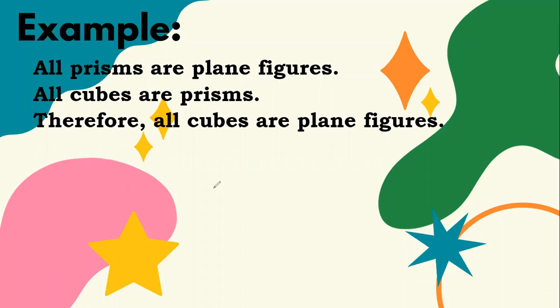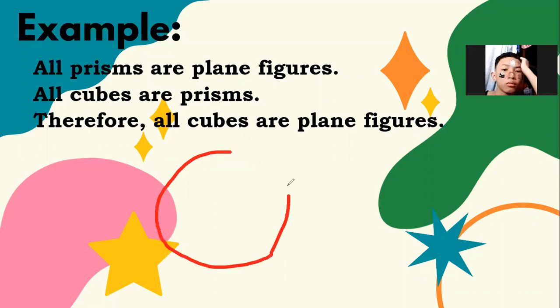Sabi sa major premise, all prisms are plane figures. So ibig sabihin, which one is the bigger circle? Is it the P or the F? F po. Yan, F. So yung bigger circle natin. Okay, pasensya na ha. Grade 1 lang po yung nagdo-drawing. So F, and then under ni F, nandyan si P. Tama? Kasi ang sabi natin, all prisms are plane figures. So, ibig sabihin, lahat ng circle ng prism must be inside the circle of F. Mas malaki si plane figures. Si prism ay part ni plane figures.